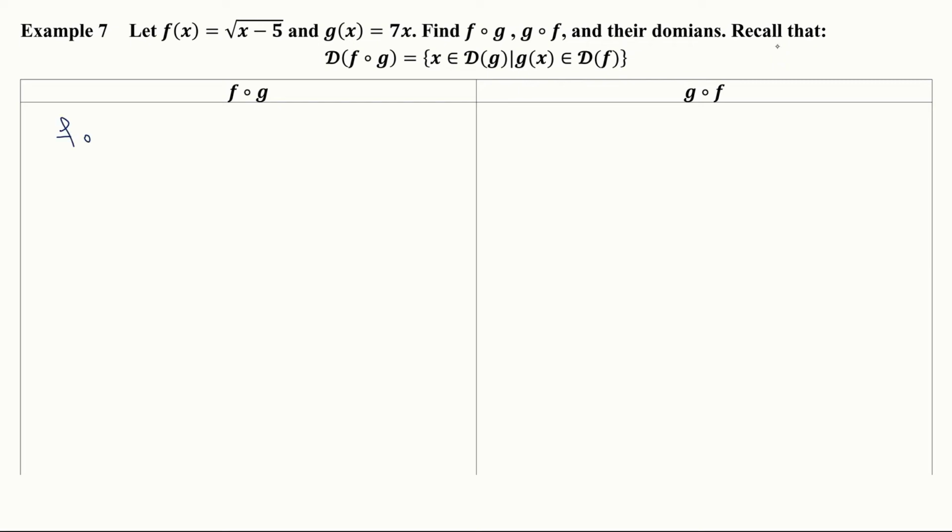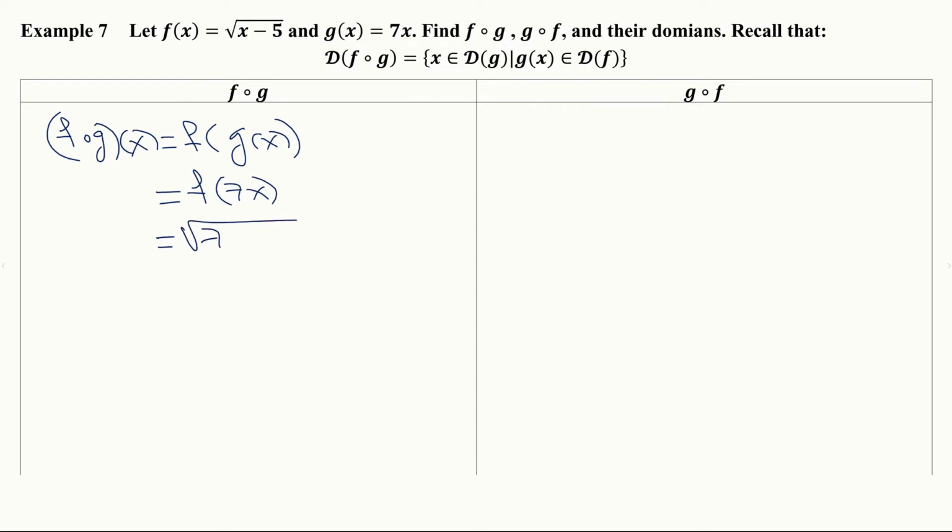So for f circle g, we know that f circle g of x, or f composed g of x, is going to be f of g of x. So that means f of 7x, since we know g of x is equal to 7x. All right, so what does f do to an input? It takes the square root of that input minus 5. So we're going to replace the input x with 7x, right? So we get the square root of 7x minus 5.